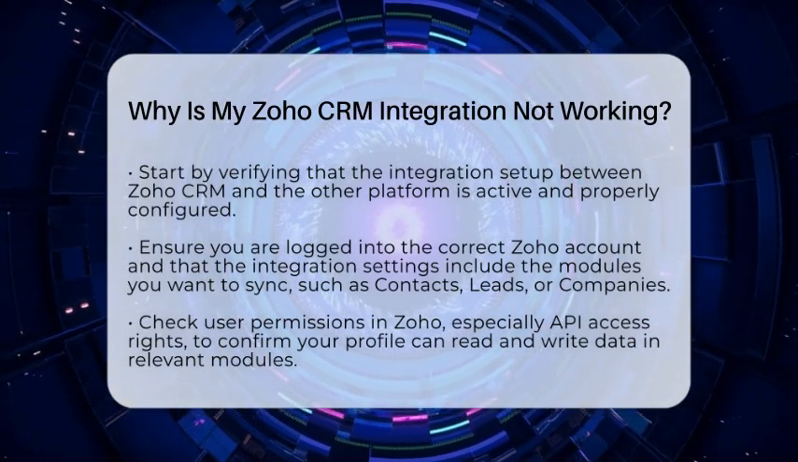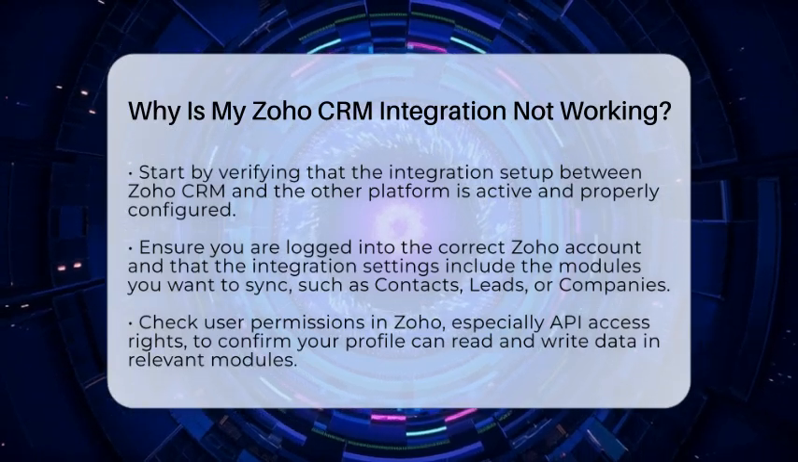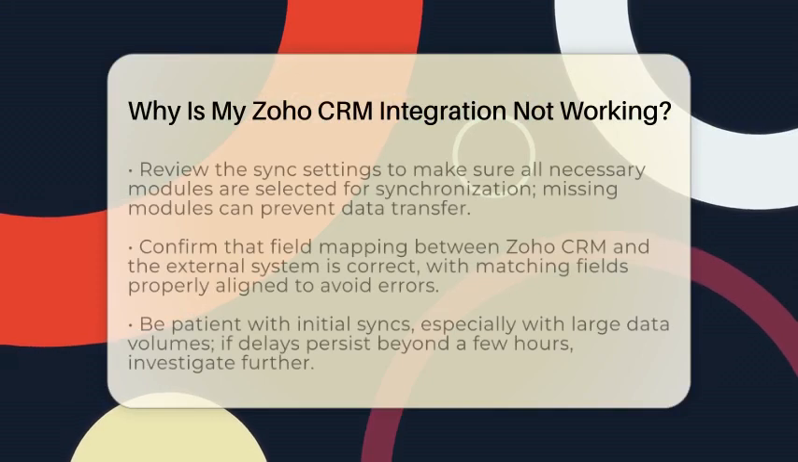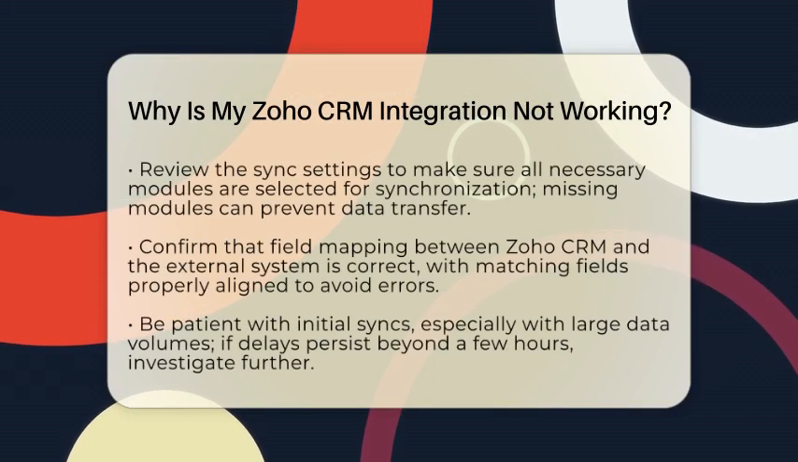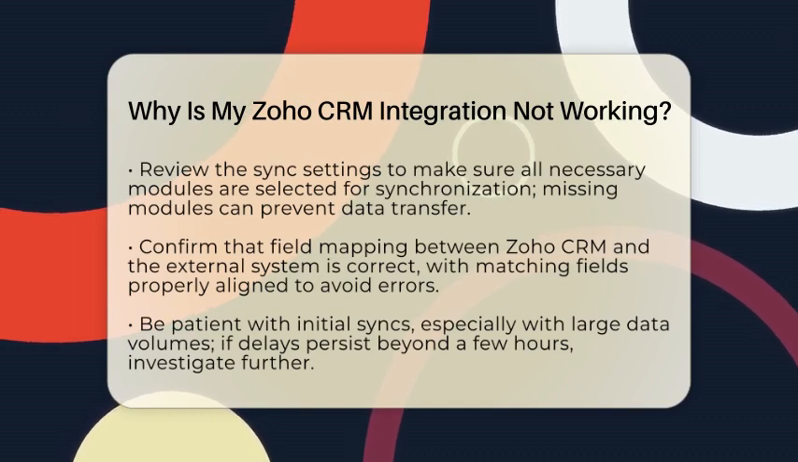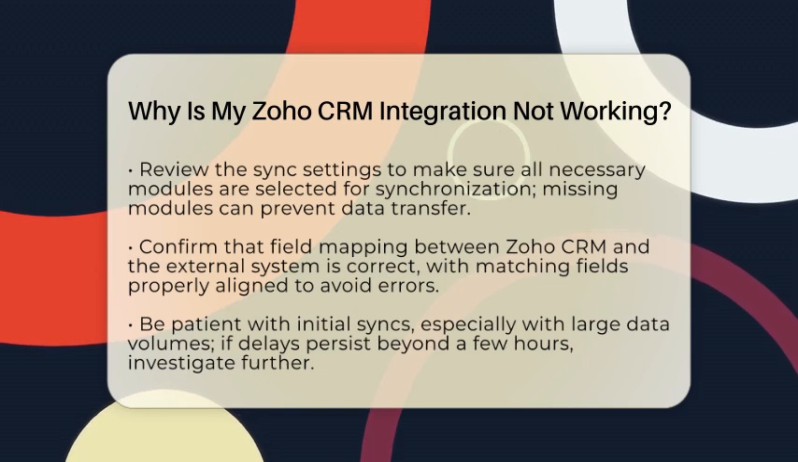Next, permissions are often the culprit. Your Zoho account must have the right permissions, especially API access rights, to read and write data. If your user profile lacks these permissions, syncing will be blocked or incomplete. Go into Zoho's security settings and ensure your profile has full access to the modules involved.